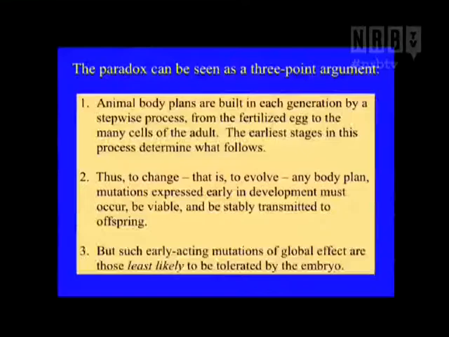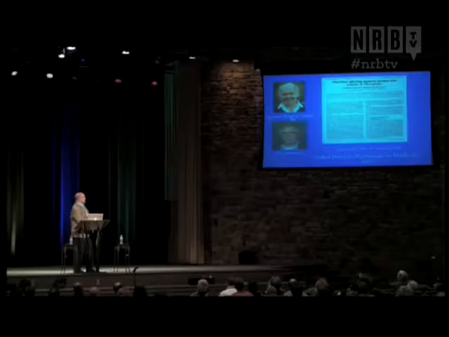Now the paradox occurs. Those are the very mutations that are least likely to be tolerated by the embryo. And we know this clearly from the last 100 years of developmental biology. If you want to destroy a developing embryo, induce a mutation that's expressed early that affects the formation of the body plan. This, in fact, was discovered in fruit flies, and it led to a Nobel Prize for Christiane Nüsslein-Volhard and Eric Wieschaus in 1995.